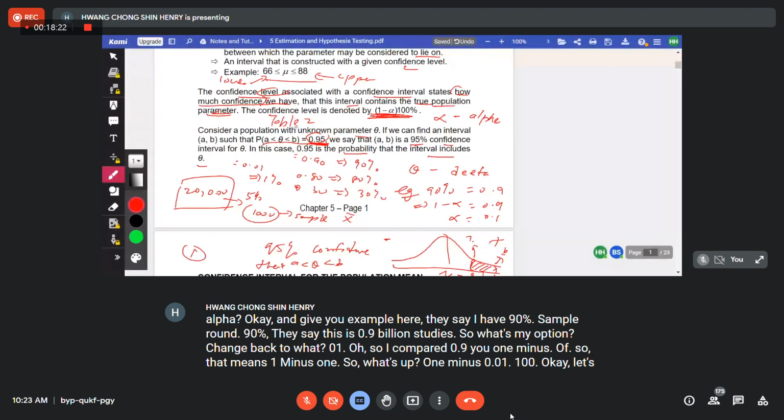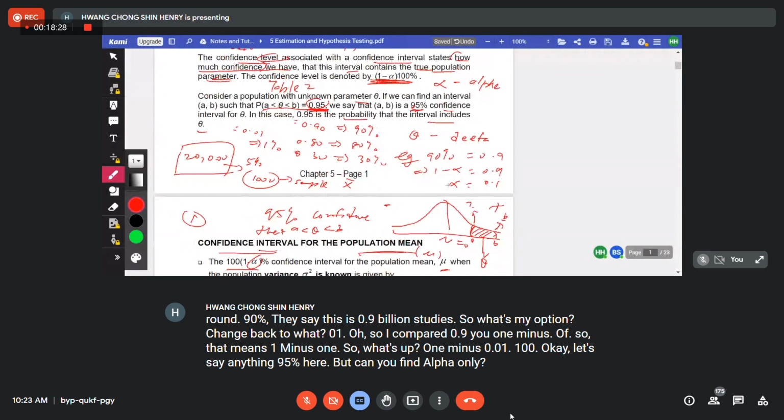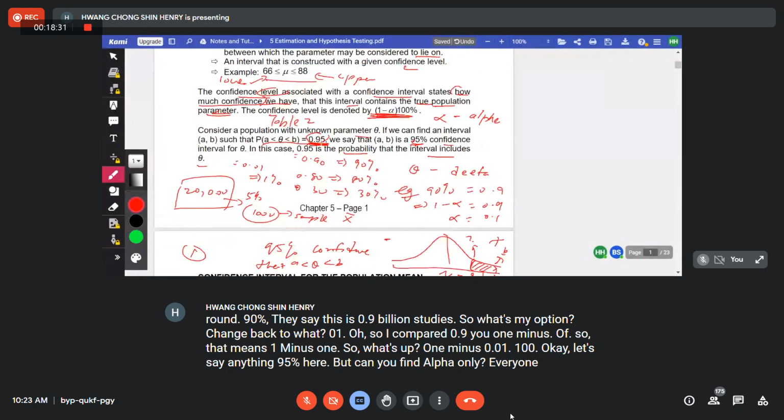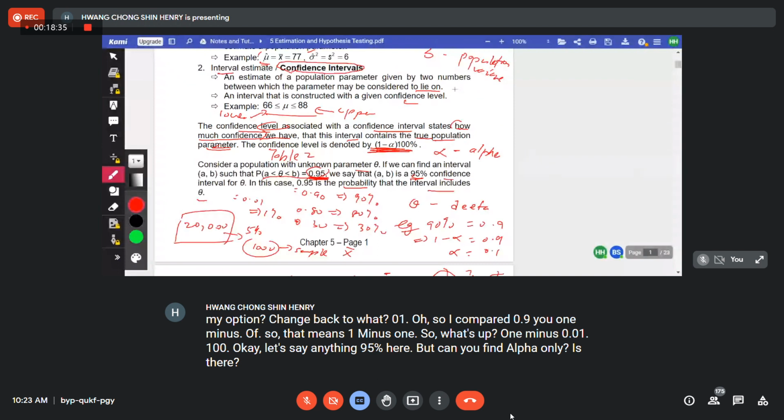Okay, let's say we take 95% here, 0.95. Can you find the alpha for me? Everyone, can you find the alpha for me? Can I say 95% or 0.95. We know 1 minus alpha should be 0.95, right? So what's alpha? 0.05.